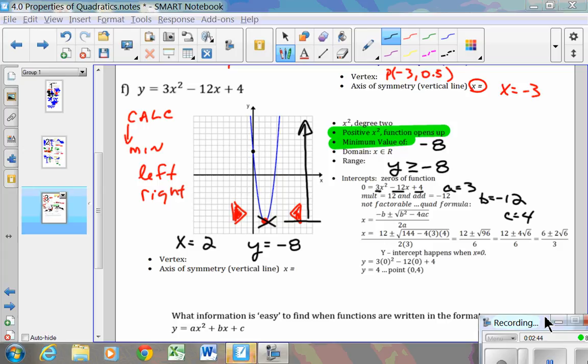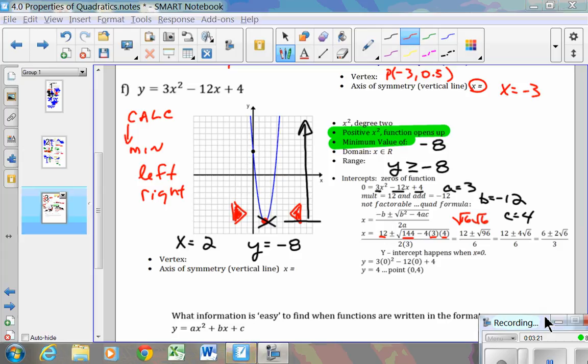Put those numbers into the formula. The negative of b gives me +12. Then I put -12 squared, and I know 12 times 12 is 144, and then 4 times my a value times my c value. When I work things out underneath the square root sign, 144 minus 48 is 96. I look at 96, and I know that the square root of 96 is the square root of 16 times the square root of 6, which is 4 root 6.